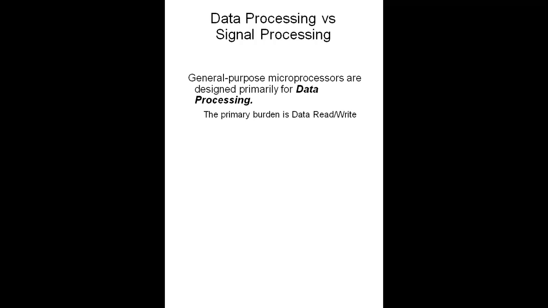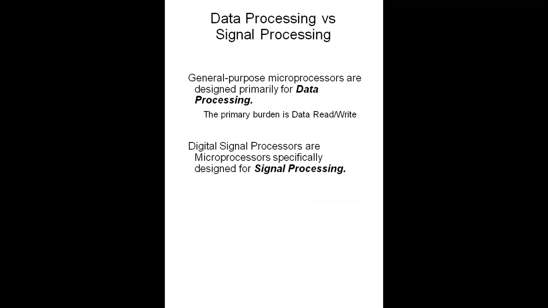The next thing we have to see is data processing versus signal processing. Usually general purpose microprocessors are designed primarily for data processing, where the primary burden is data read or write. Whereas a digital signal processor is specifically designed for signal processing, and the primary burden is mathematical operations.